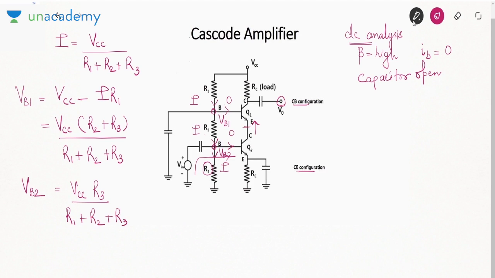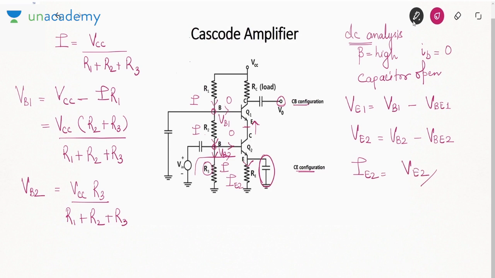Now if you want the emitter voltage, it will be base voltage of transistor 1 minus base emitter drop. Okay. Similarly, emitter voltage of transistor 2 is actually base voltage of transistor 2 minus base emitter drop. Now this capacitor will be open. So based on VE2, you can find out IE2. IE2 is actually VE2 by RE. VE2 means emitter voltage of Q2. If you divide it by RE, you get IE2.